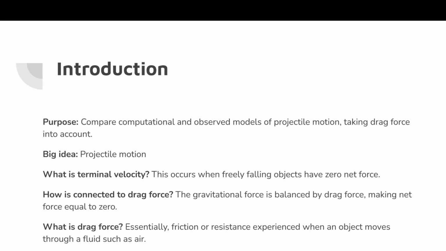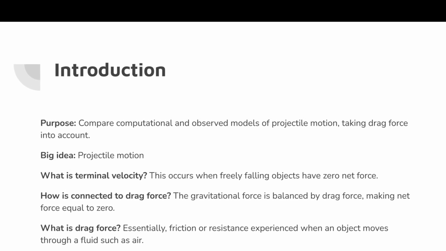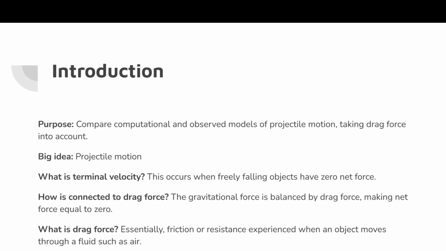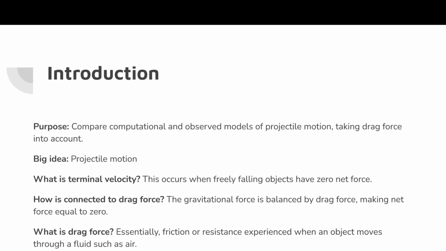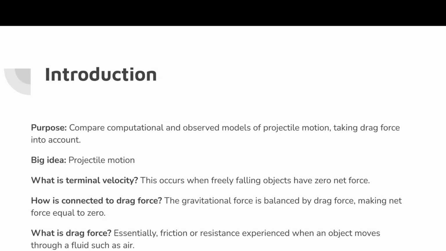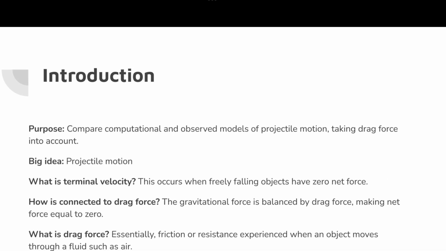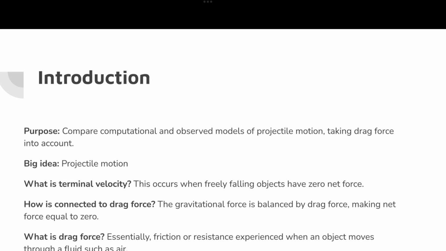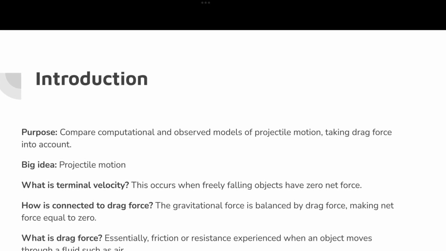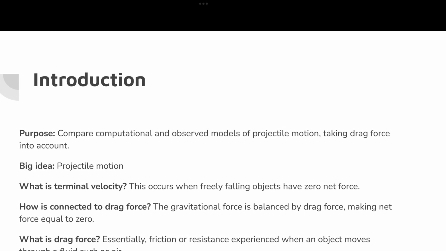What is terminal velocity? This is a big term for this lab. This occurs when freely falling objects have zero net force. And how is it connected to drag force? The gravitational force is balanced by drag force, making net force equal to zero. And then what is the drag force? Essentially, friction or resistance experienced when an object moves through a fluid such as air. So that applies to this experiment because we're tossing an object and it's going to experience drag force from the air.